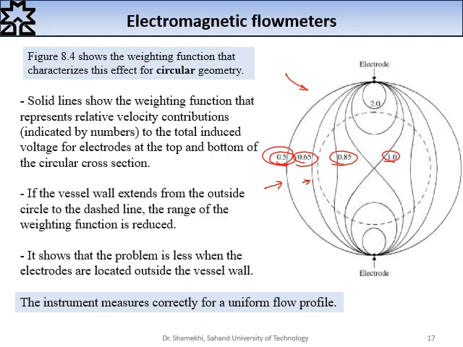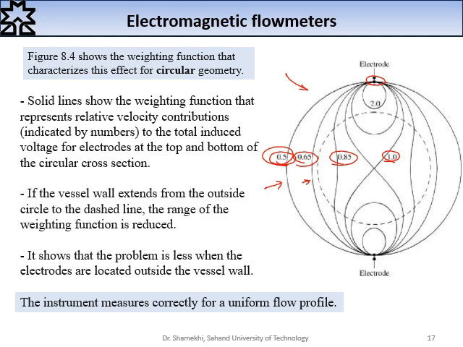We have a small number of contributions in these regions, and when we reduce the measuring of the generated voltage to this dashed line, the range of the weighting function is small too. Therefore, we have more uniform results and contribution based on the velocities of the fluid inside this vessel. It shows that the problem is less when the electrodes are located outside the vessel.